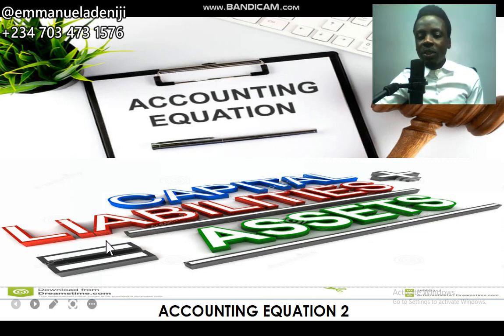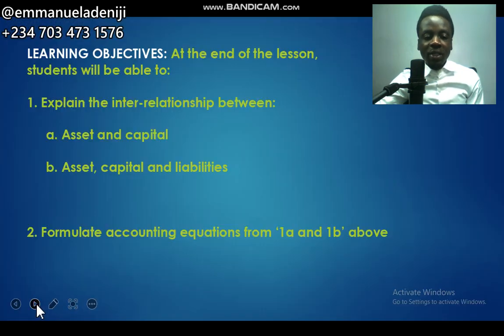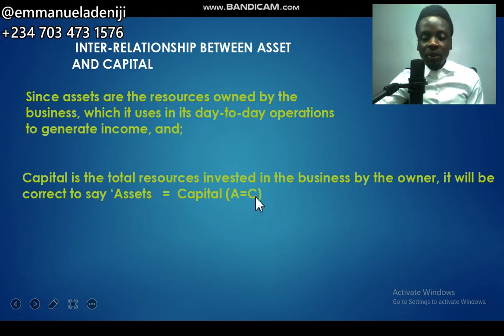Now let's establish something here. Let's find the connection. If assets is the totality of what the business owns and uses to run, and capital is the owner's investment, everything the owner has put into the business, then it will be correct, if all the assets are supplied by the owner, to say assets is equal to capital.